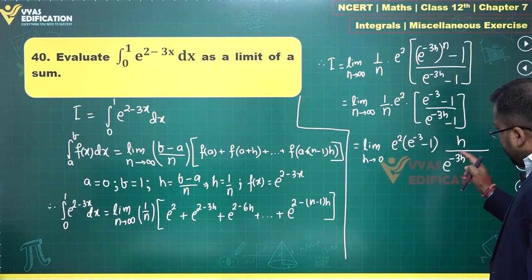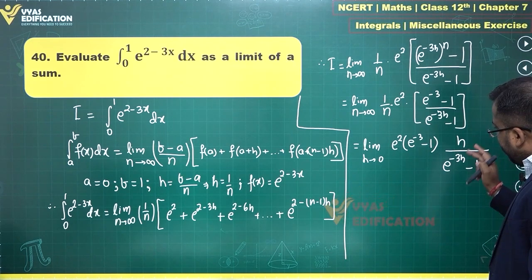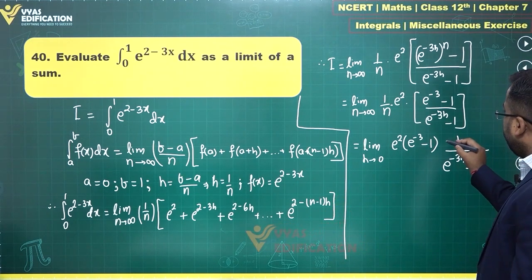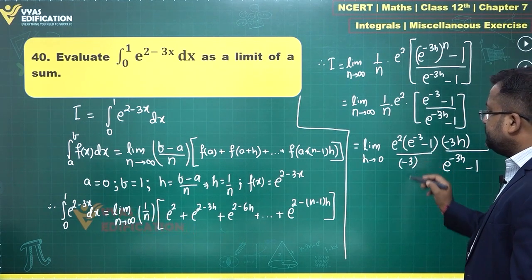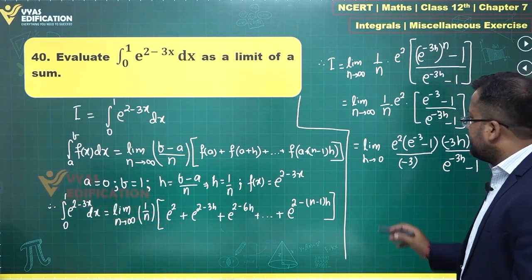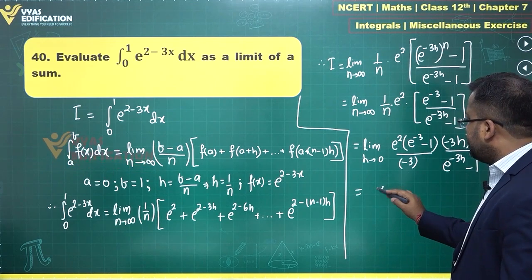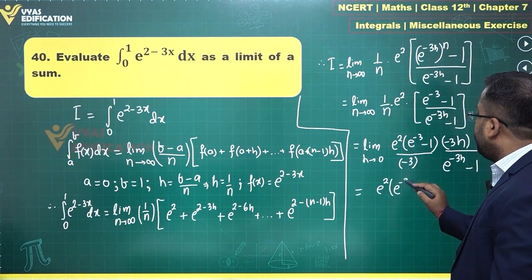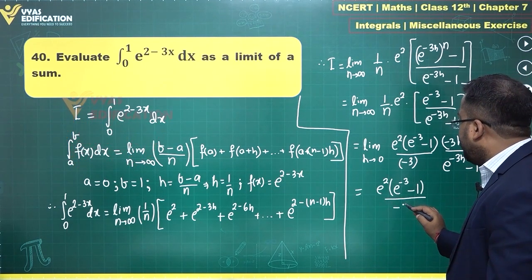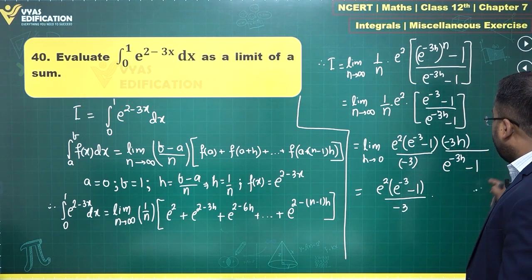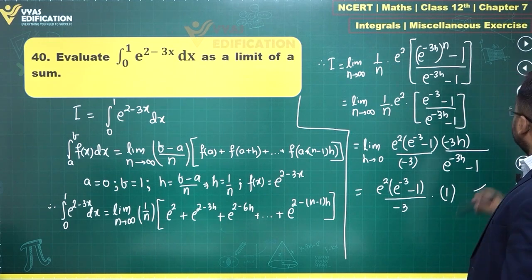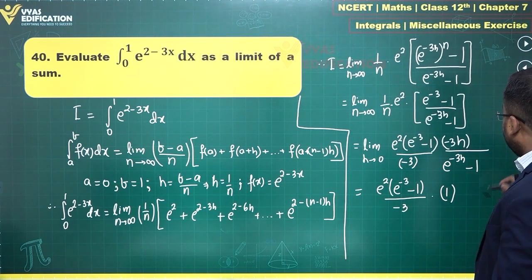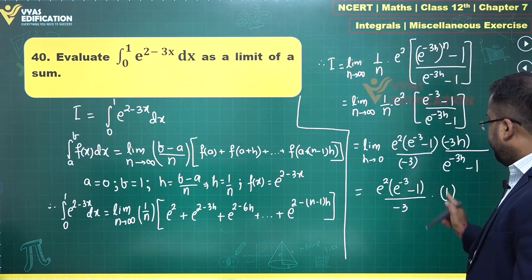So e power something tending to 0, minus 1, upon that very same thing will be 1. If that is the case, then you need to multiply with minus 3 and divide with minus 3. That is extra manipulation which is required. Once you do that, this is e square times (e power minus 3 minus 1) upon minus 3, and this overall limit, e power something minus 1 upon that something, is tending to 1. Yes, this is what you'll get.